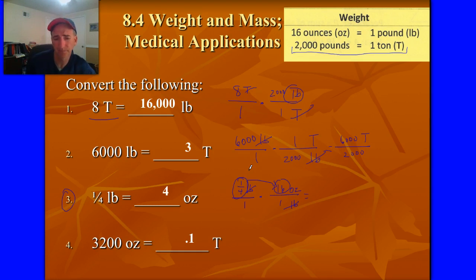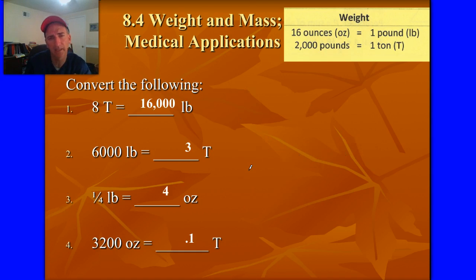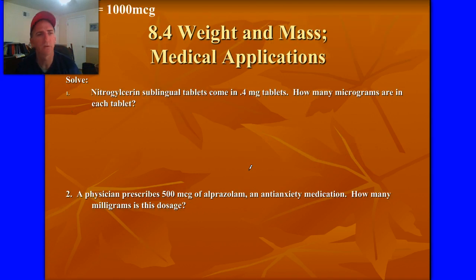We'll check it out. But let's move on to the next application, because this is where you can start to see the value of the trick that I've shown you, because what they've done here is they've given you a new conversion you may not be familiar with, and it's at the top of your screen, and it's on your paper as well. 1 milligram is equal to 1,000 micrograms. This is actually a medical measure.